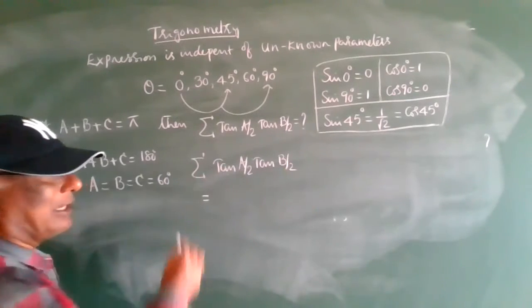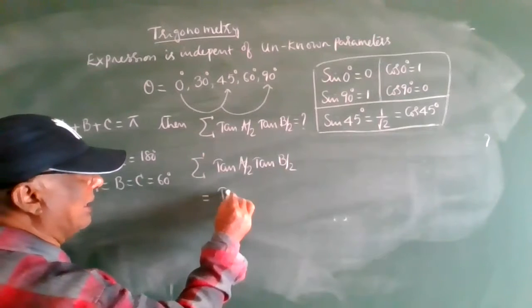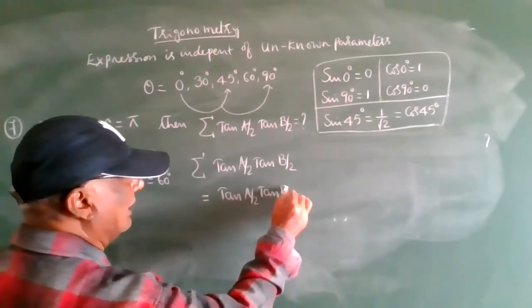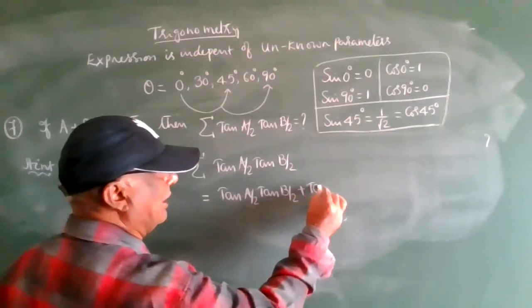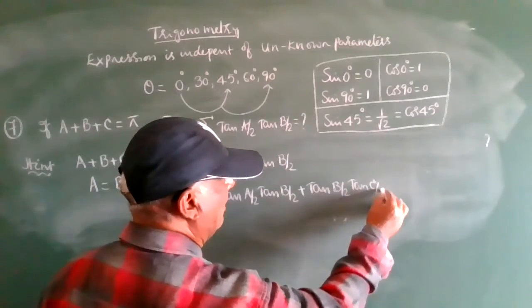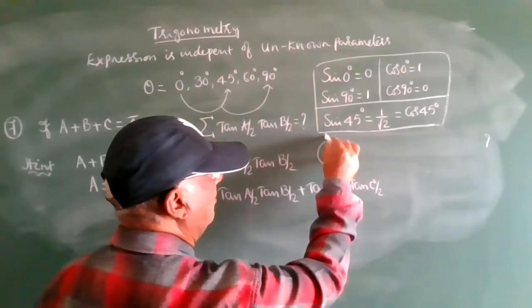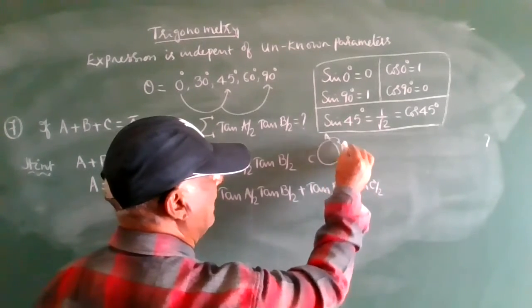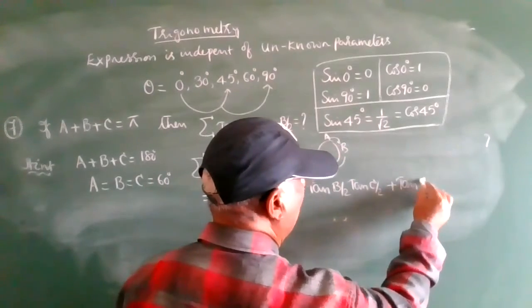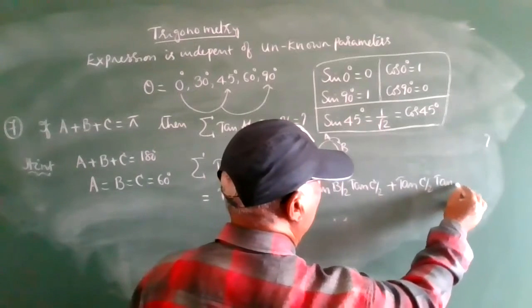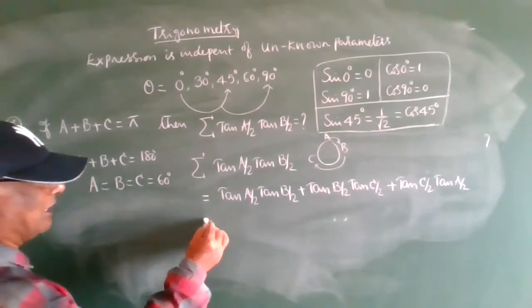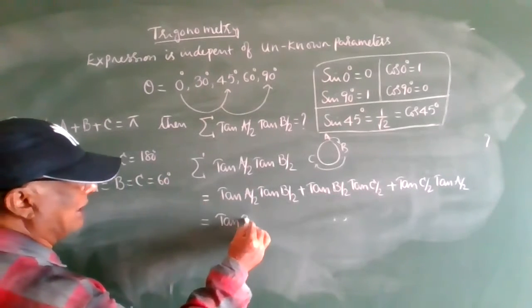Sigma tan of A by 2 into tan of B by 2. Relation is sigma, take out in cyclic order: tan of A by 2 into tan of B by 2, next BC, tan of B by 2 into tan of C by 2, AB completed, next BC completed, next tan of C by 2 into tan of A by 2. Okay, now tan of A by 2. Sir, how can you do this one? 60, 60 right now. Tan of 60 by 2 is 30 degrees.